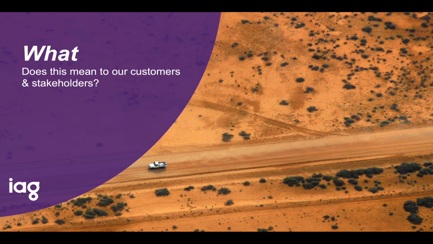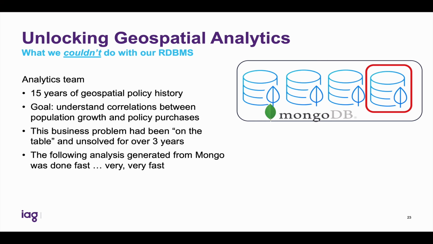And what does this mean to our customers and our stakeholders? There are things that we just simply could not do in the old days with relational databases. One of these things is geospatial analytics. We have an extremely strong geospatial team at IAG, as you can imagine, because geospatial information is really, really important to do rating and understand flood maps and understand earthquake risk in New Zealand, for example.